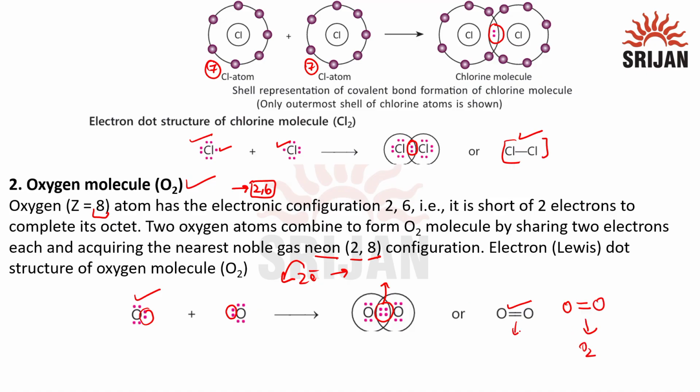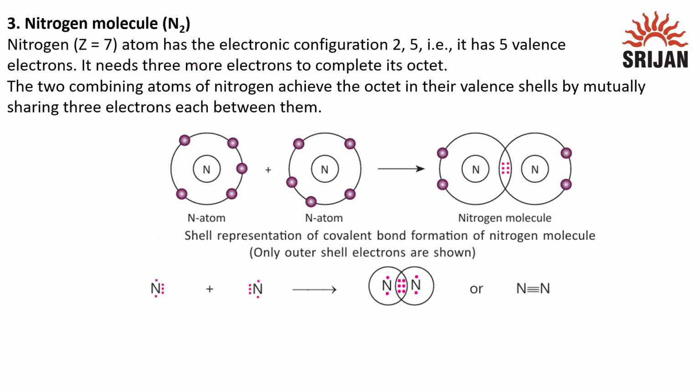And this double covalent bond means 4 electrons are shared between the two oxygen atoms. Now moving ahead towards the nitrogen molecule. Nitrogen's atomic number is 7 and its configuration is 2, 5. That means it has 5 electrons, that is 1, 2, 3, 4 and 5, in the outermost shell.